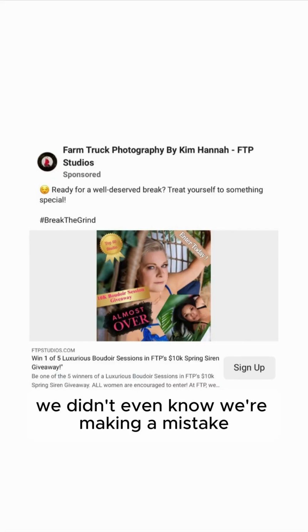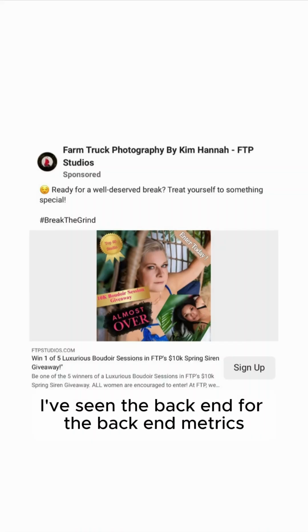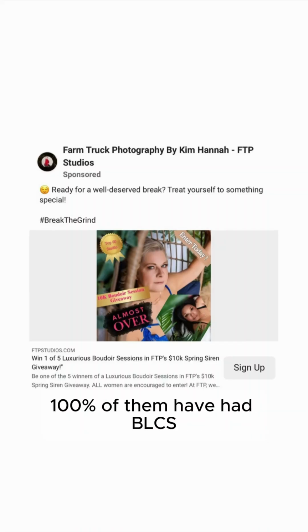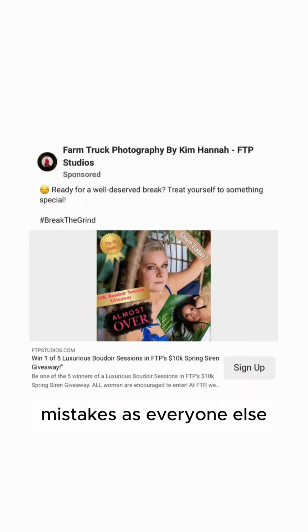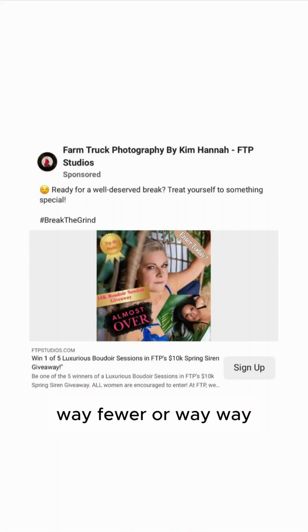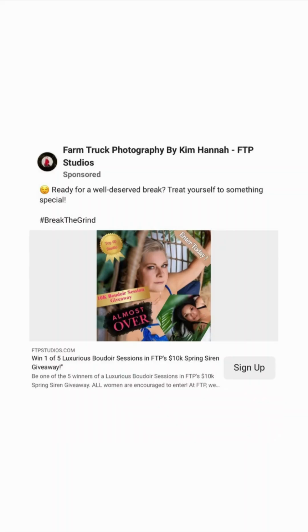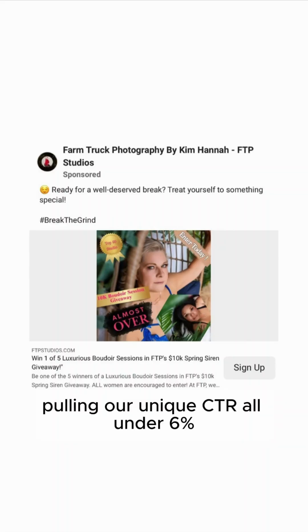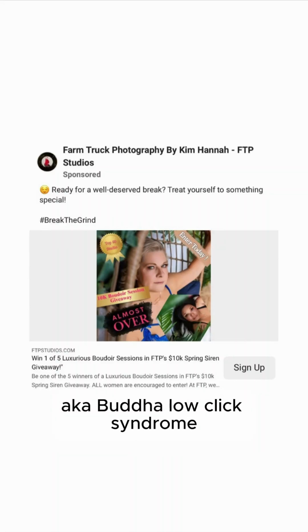We didn't even know we were making a mistake, but every boudoir Facebook ad I've tested, I've seen the backend metrics. 100% of them have had BLCS, boudoir low click syndrome, because everyone's making the same mistakes as everyone else. So the consequence of this is way more women scrolling by our ad than necessary, pulling our unique CTRL under 6%, and increasing the probability that we have BLCS, aka boudoir low click syndrome.